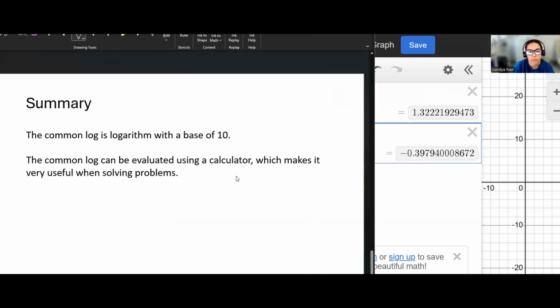So the common logarithm is a logarithm with a base of 10, and it can be evaluated using a calculator, which makes it very useful when we're working on solving problems.